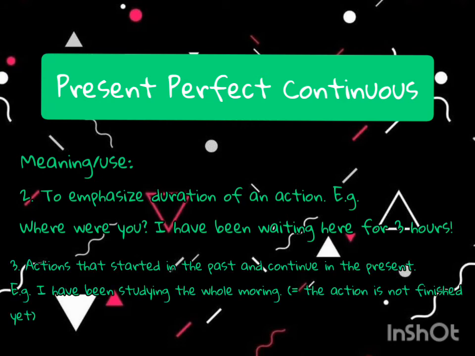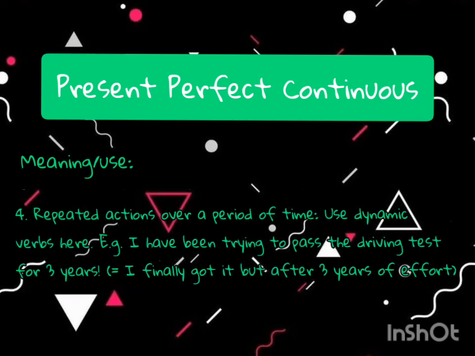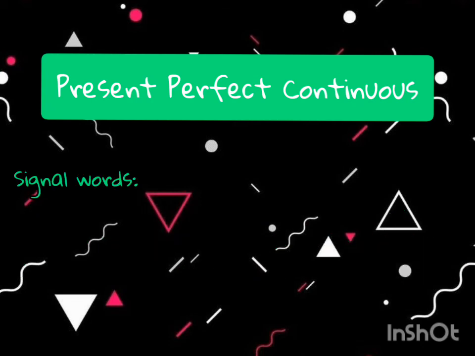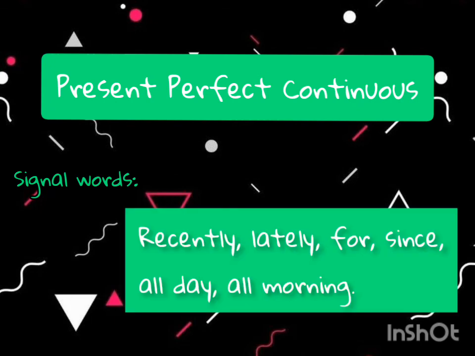Number 3, to speak about actions started in the past and that continue into the present. For example, I have been studying the whole morning. That means that I haven't finished yet. Number 4, repeated actions over a period of time. Here we use mostly dynamic verbs. For example, I have been trying to pass the driving test for 3 years. Finally, the signal words for this tense are the following.